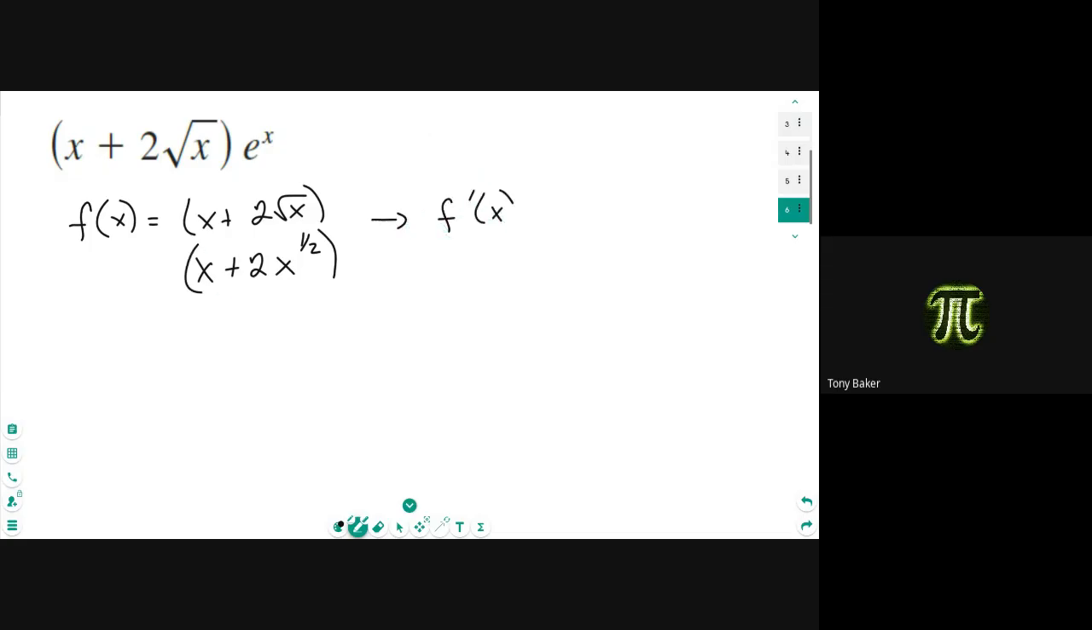So then f prime of x, derivative of x is 1, and then plus 2 times 1/2 x to the negative 1/2. So 1 plus 1 over square root of x. Because the 2 times the 1/2 cancels each other out. And then remember the negative brings it down and we can rewrite it as a square root.